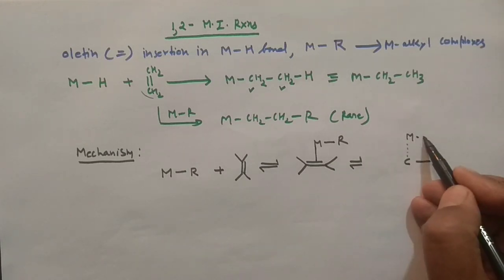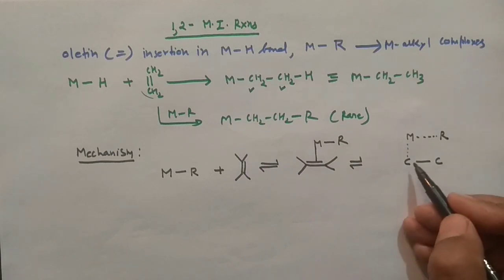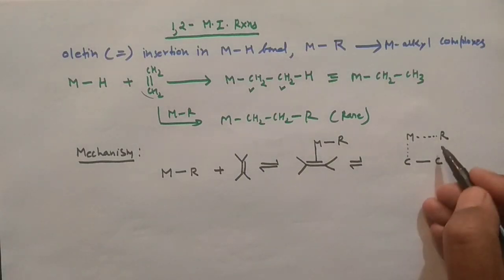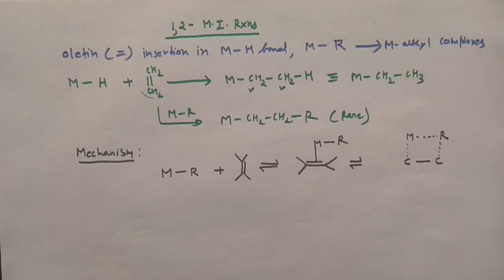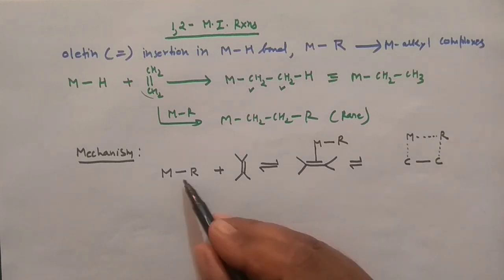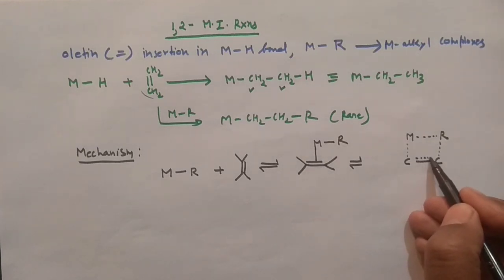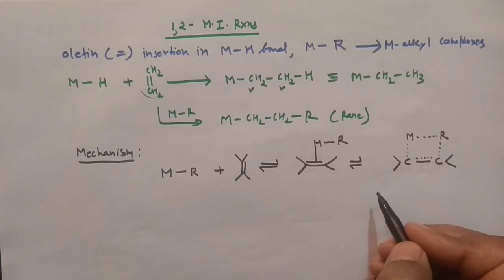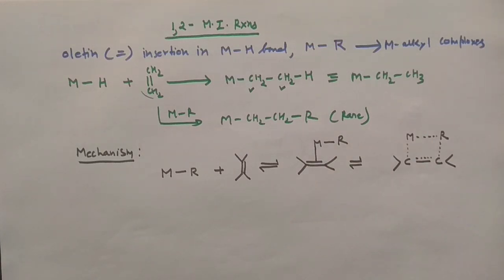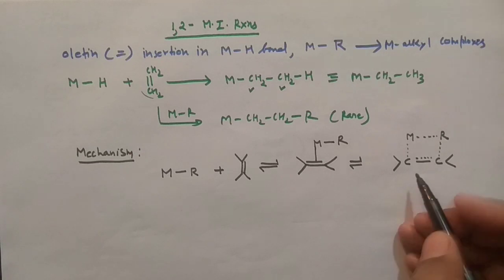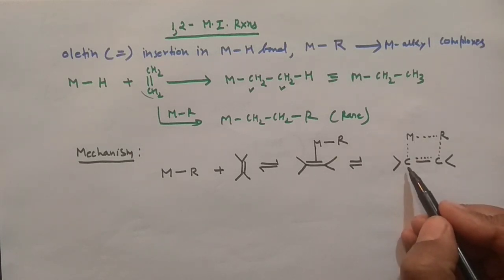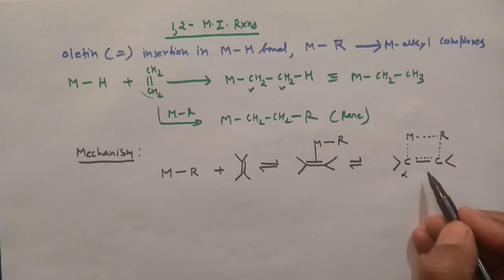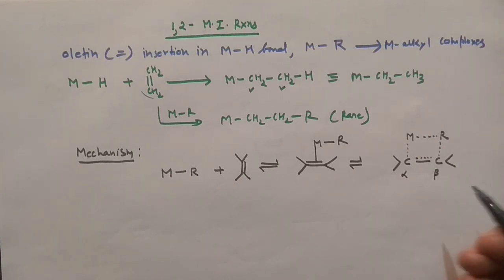The bond starts breaking between the M and R, and a bond starts forming between the carbon and the metal, and similarly a bond starts forming between this carbon and the alkyl group. Of course, the double bond was present here, so it is diminishing. And these are the two alkyl groups attached here. So this is the transition state. You can very beautifully observe that the carbon to which the metal is connected is known as the alpha carbon, and the next is the beta carbon. This is important to understand the mechanism of the reaction.